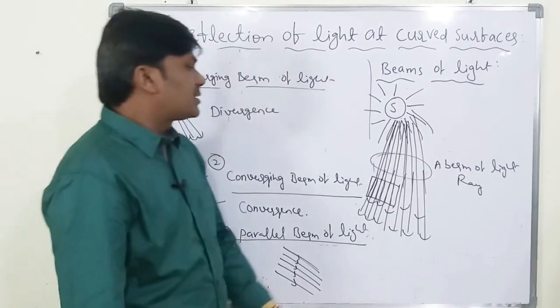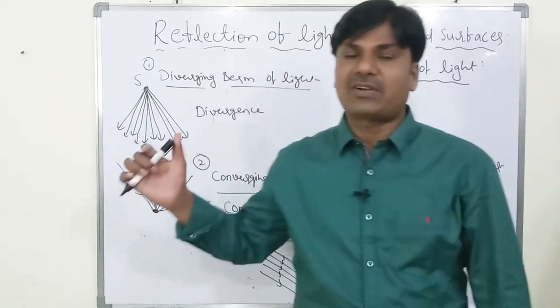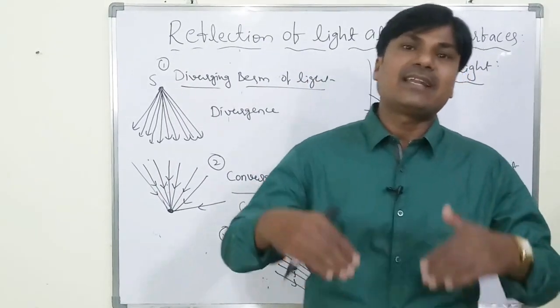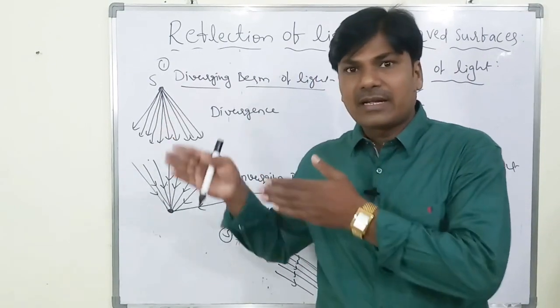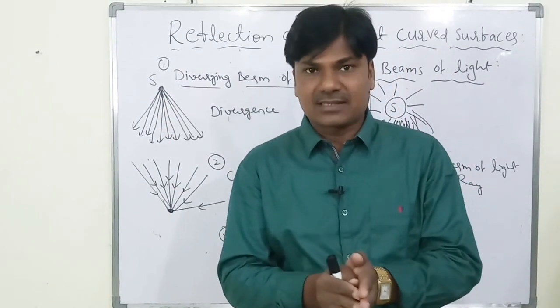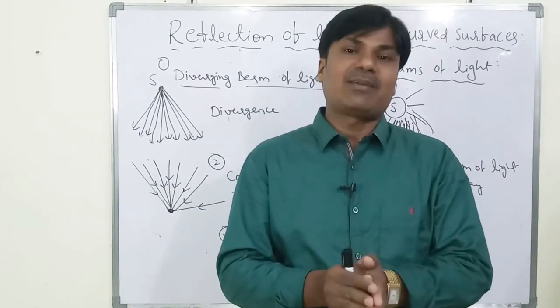Okay, this is a little discussion about different types of beams of light. So this is the end of this topic. We shall meet in the next video with more discussion about spherical mirrors, how real spherical mirrors are there and how they produce images.